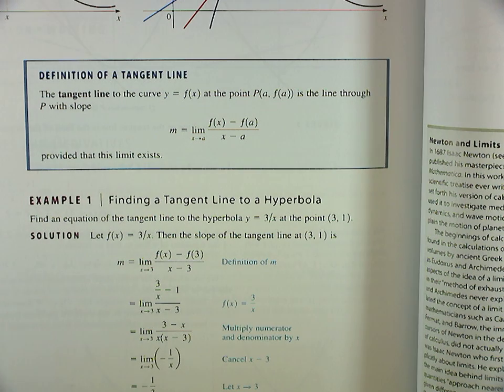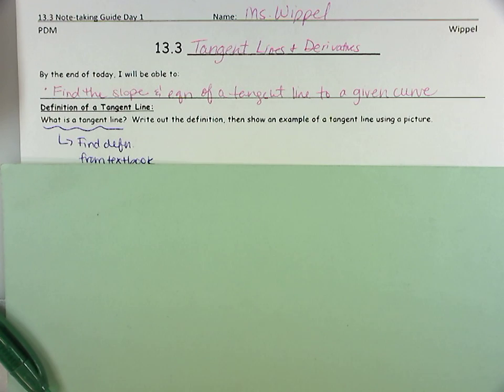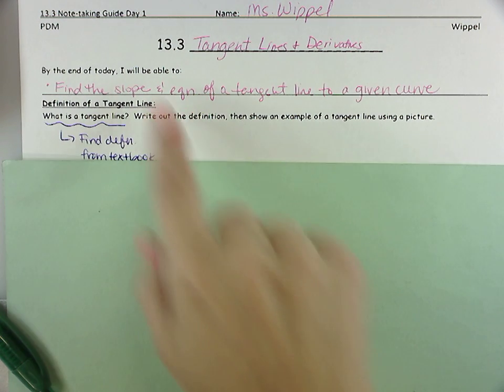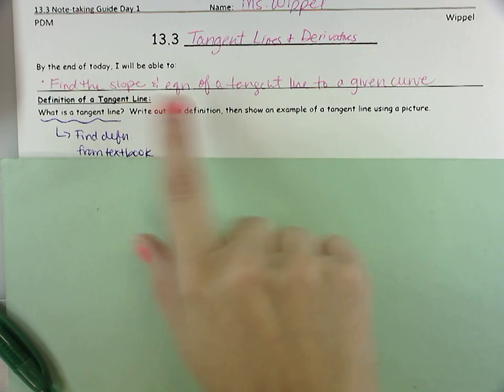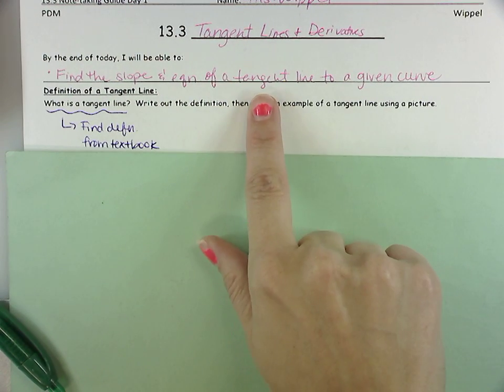Okay, so like I said, today we are doing tangent lines and derivatives. By the end of today, you are going to be able to find the slope and equation of a tangent line to a given curve. Okay, so finding the slope, we're going to talk about that. The equation of a line, you're going to write in slope-intercept form.